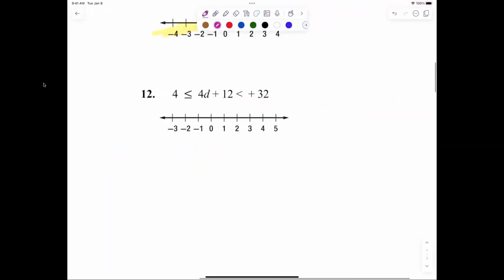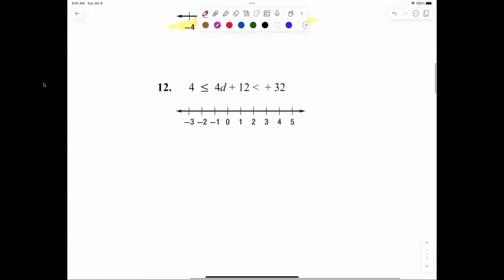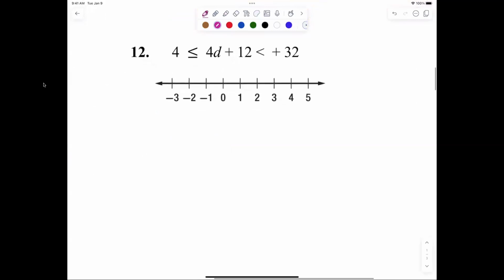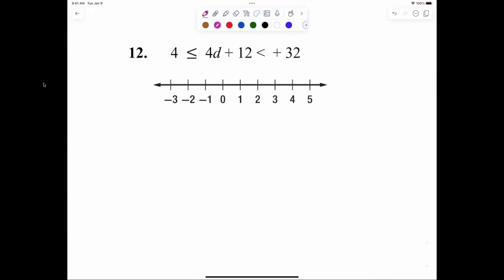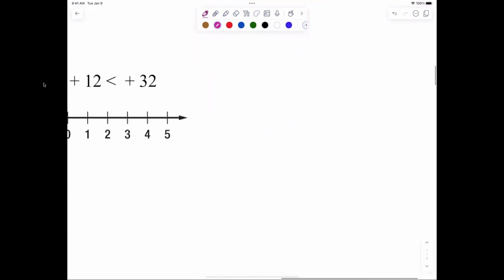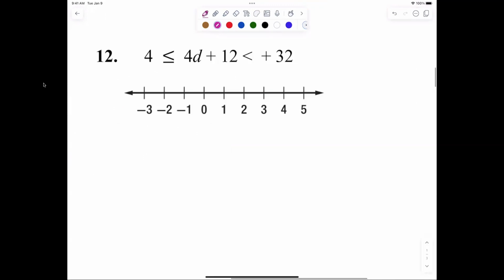All right, I got 12 to go, correct? So come on, everybody help me with 12. What do I have to do first? Subtract 12. So if I subtract 12, what do I get? -8 is less than or equal to 4D, less than 20. Uh-oh, what's the matter? +32. I don't know what you mean.